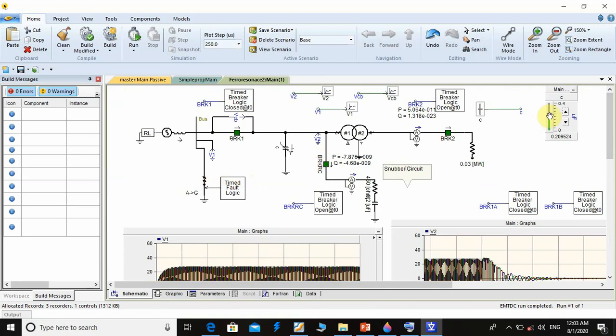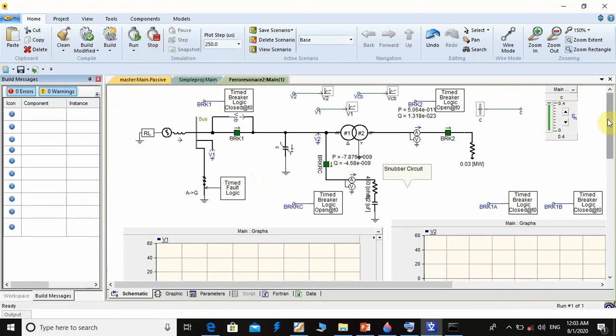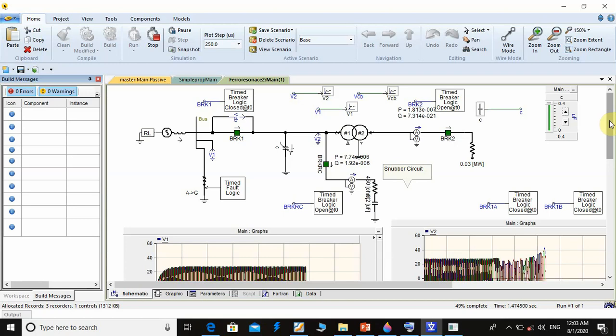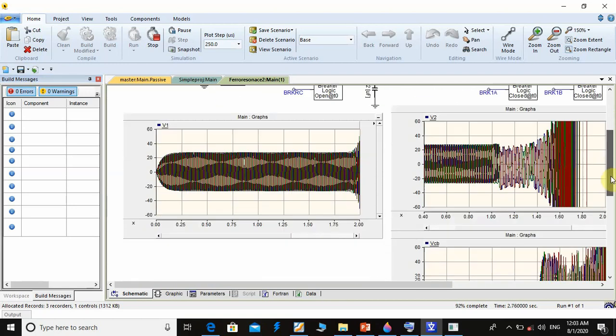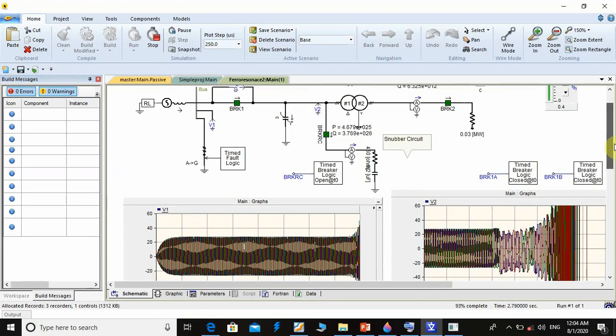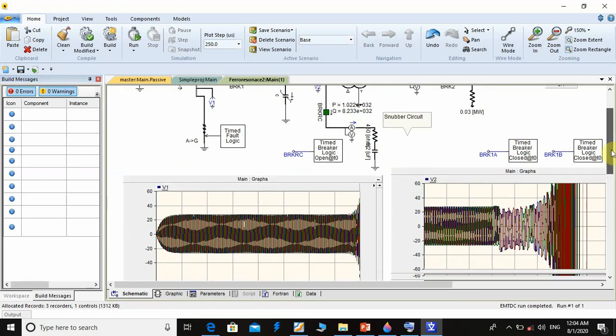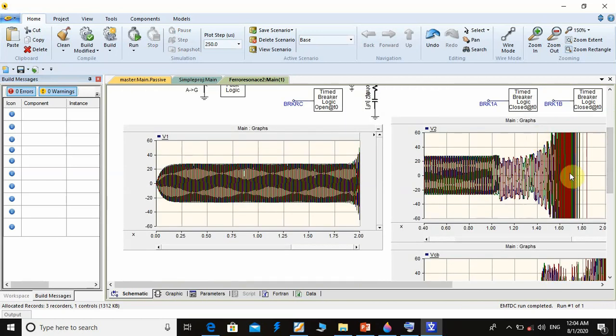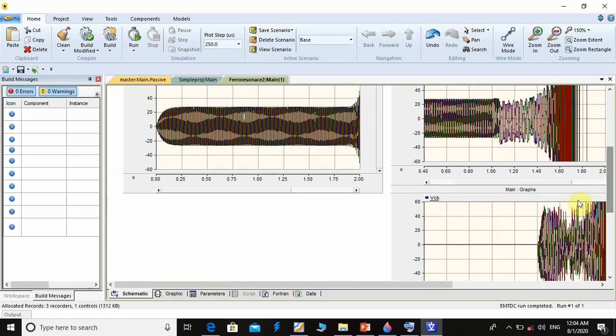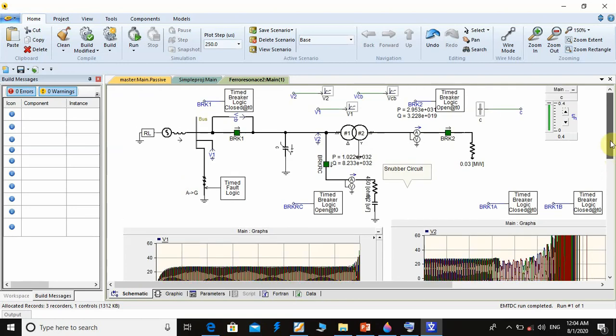Okay, let us say we have 2 kilometers. That means the stray capacitance is 0.4. Here is the risk: when the circuit breaker de-energizes this transformer, there is transient overvoltage across the transformer terminal and across the circuit breaker contact. That means the transient recovery voltage.